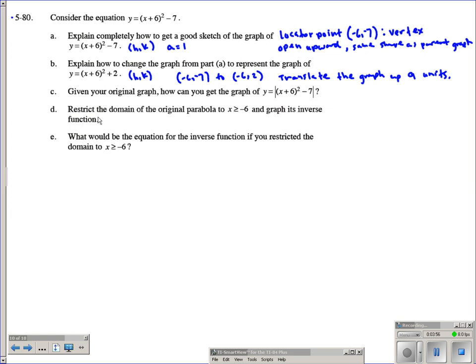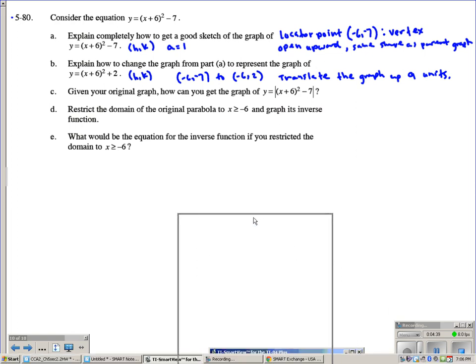Letter C. Given your original graph, how can you get the graph of y equals the absolute value of the quantity of x plus 6 squared minus 7? Well, in this case, since we're talking about the absolute value, the part of our parabola that would have been below our x-axis is now going to reflect above the x-axis. So let's take a little peek here.